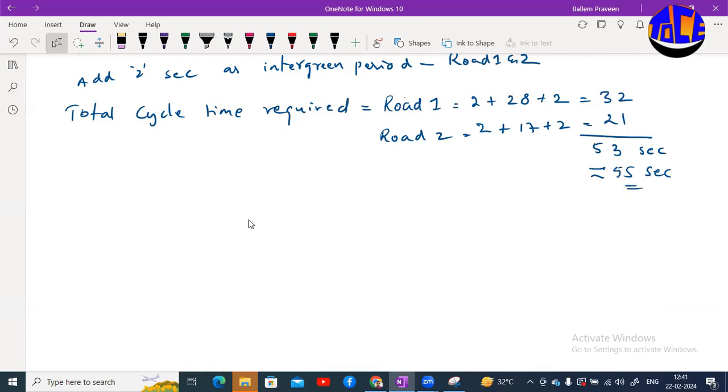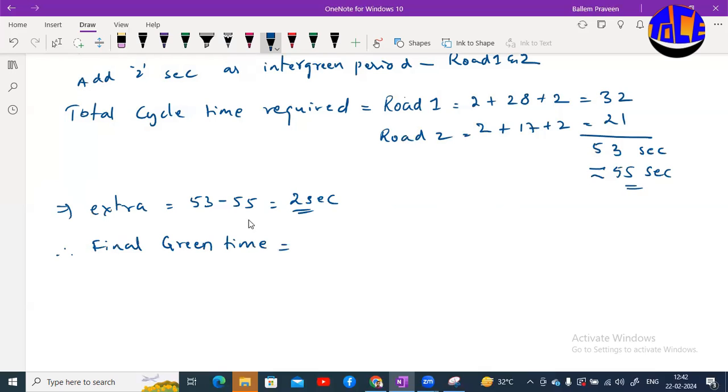Okay, so that means the difference between 53 and 55, the extra time, will be 2 seconds. 2 seconds extra you are getting. So we can add this 2 seconds to road 1 and road 2. Therefore the final green time will be G1 equal to 28 plus 1, that is 29 seconds, and G2 will be 17 plus 1, 18 seconds. Now the total you'll get is 55 seconds.